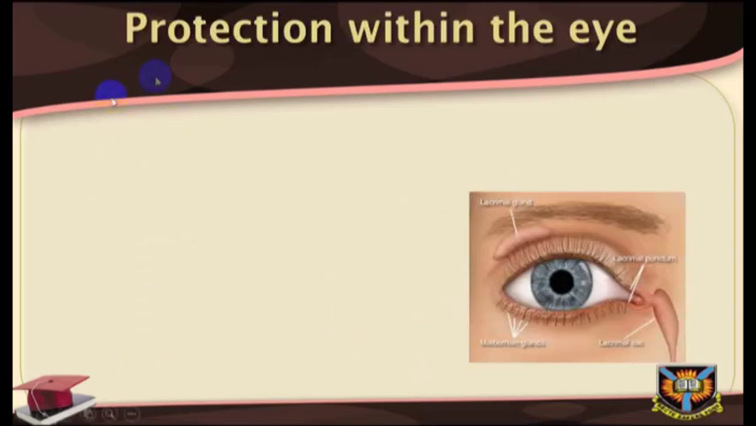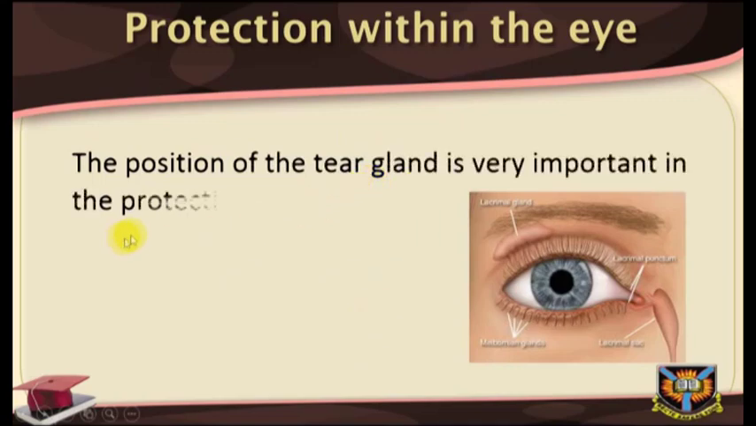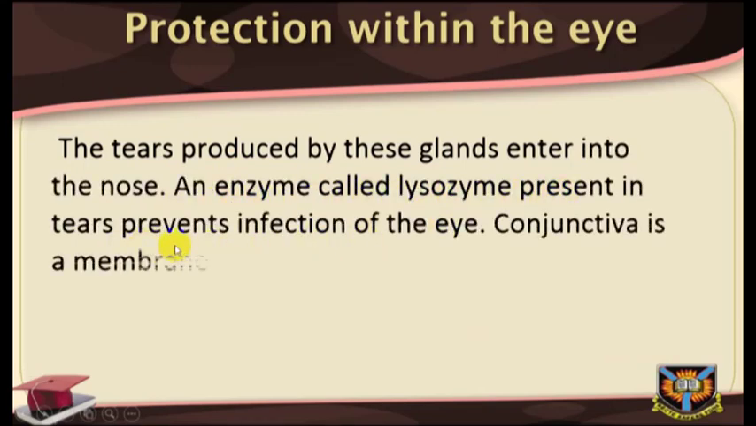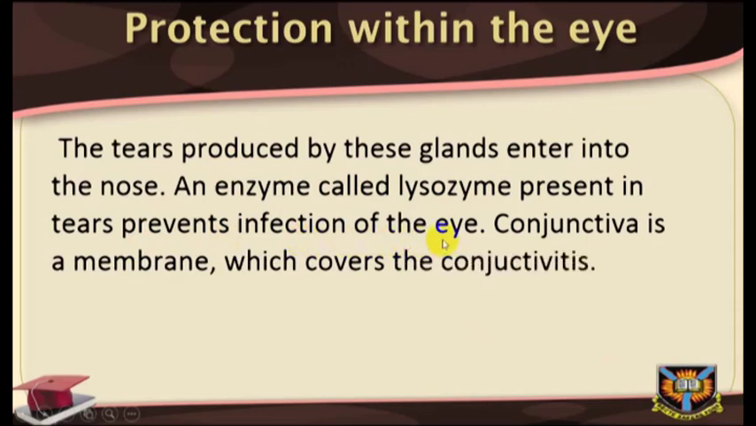Protection within the eye. The position of the tear gland is very important in the protection of the eye. The tears produced by this gland enter into the nose. An enzyme called lysozyme present in tears prevents infection of the eye. Conjunctiva is a membrane which covers the eye. Its inflammation is called conjunctivitis.